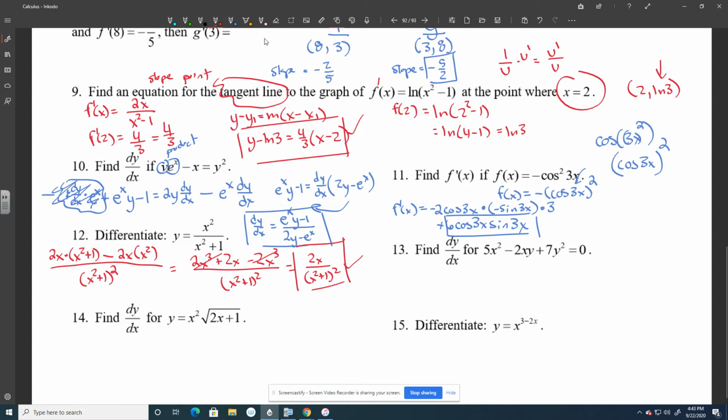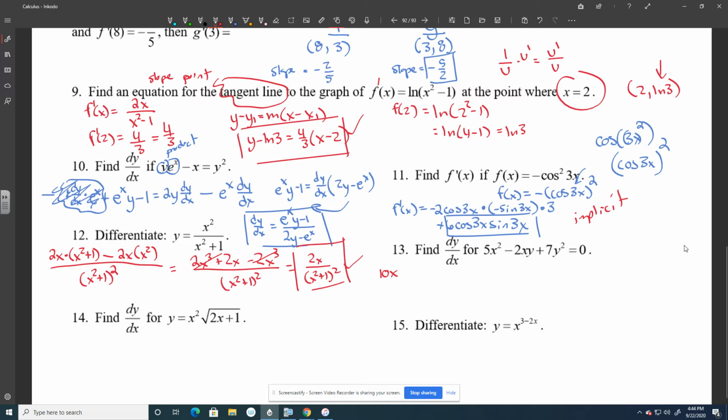Okay, 13. Find the derivative, dy dx, for 5x squared minus 2xy plus 7y squared equals 0. So here's another implicit equation. We don't want to try and get those y's by themselves, so we're going to go ahead and do the derivative implicitly. So the 5x squared, when I take the derivative of 5x squared, I get 10x minus 2 times xy.